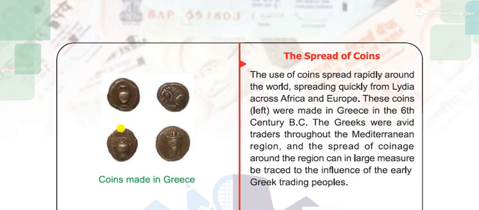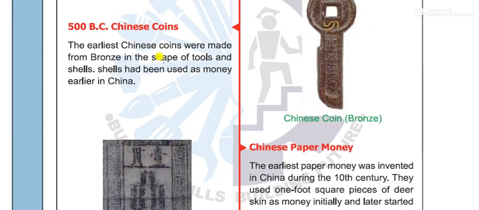It means the traders at that time were using these types of coins for their trade. These coins had very much influence. They were working in the form of money.